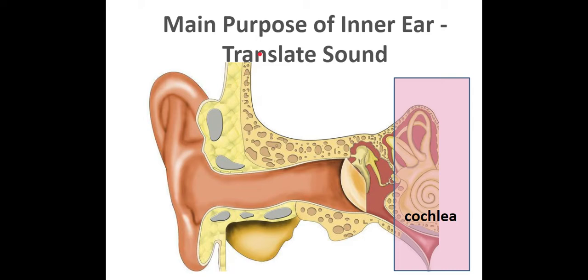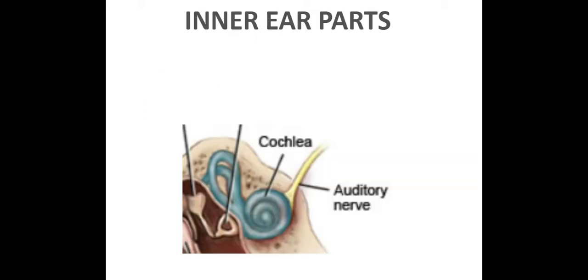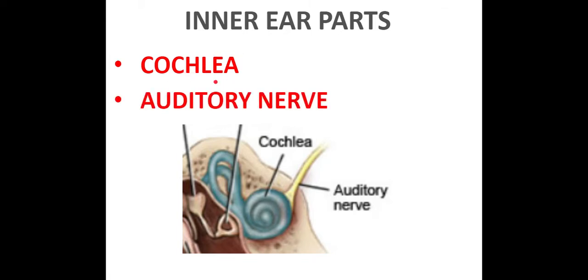The last region is the inner ear, and its purpose is to translate sound, to change it. The third region has two parts. The inner ear has the cochlea and the auditory nerve. This is what a cochlea looks like in an animation that I found.